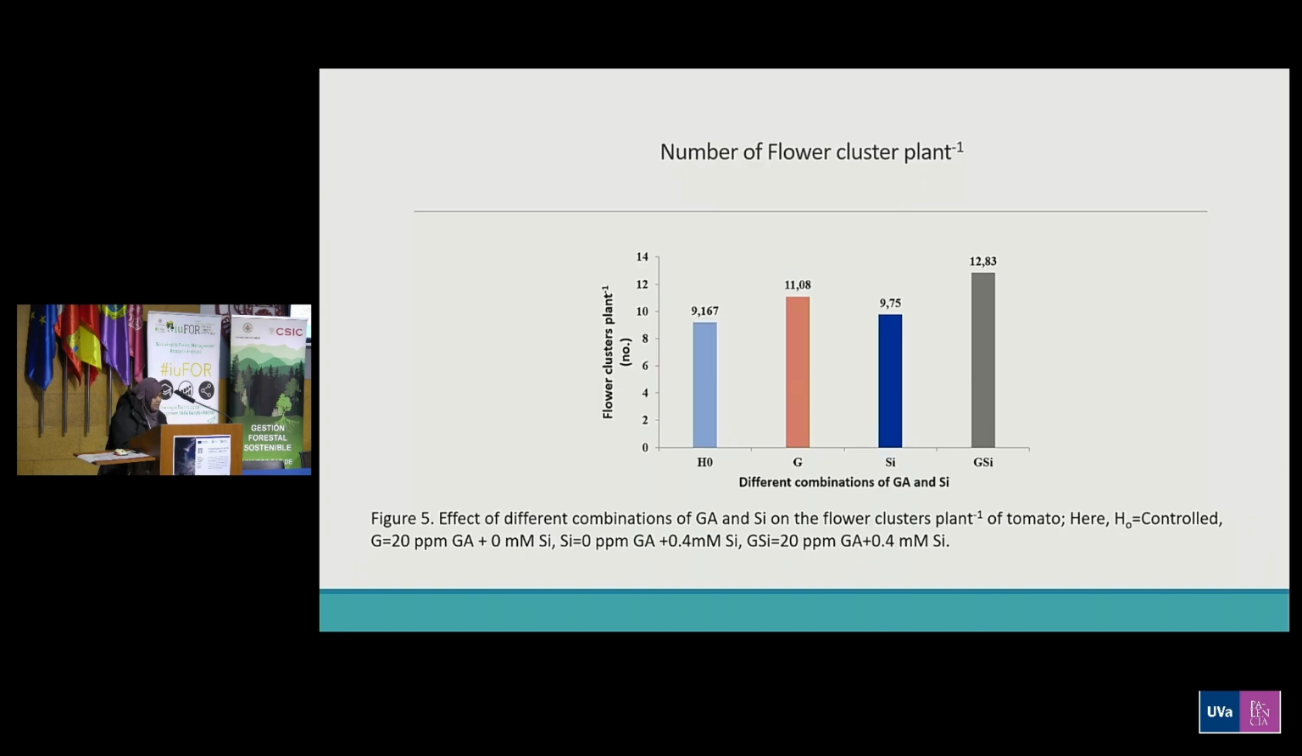Another important characteristic is the number of flower clusters per plant. When I collected the data, I found that the combined application of gibberellic acid and silicon has increased the number of flower clusters per plant.